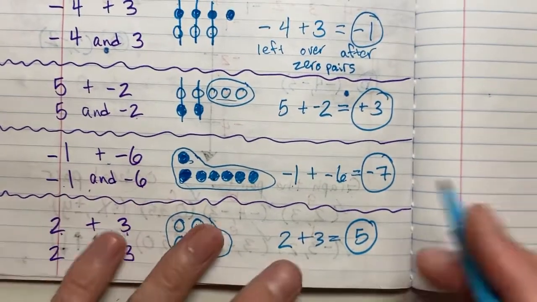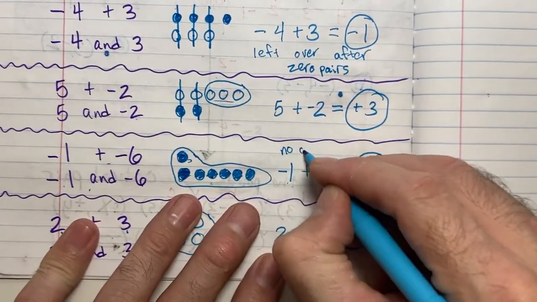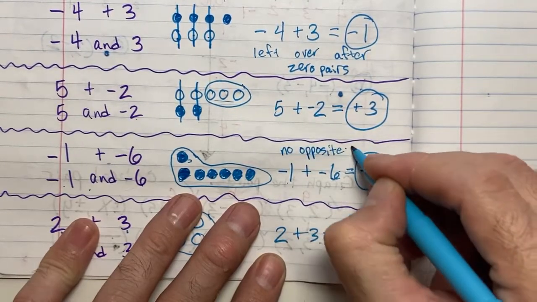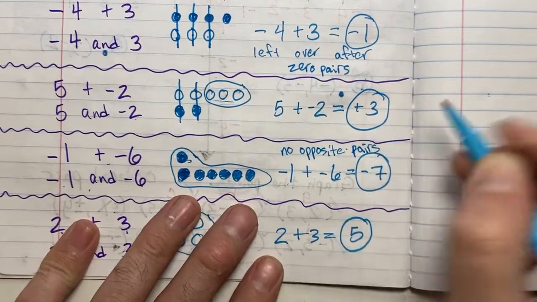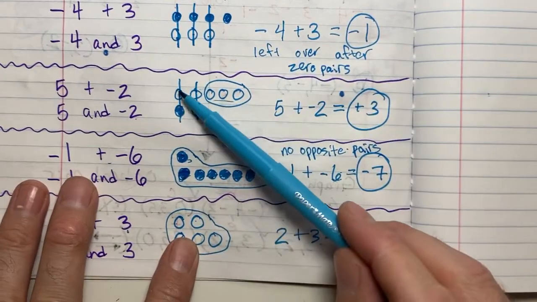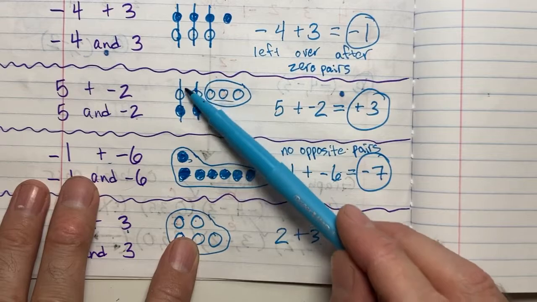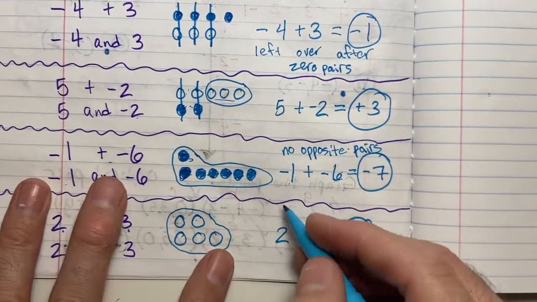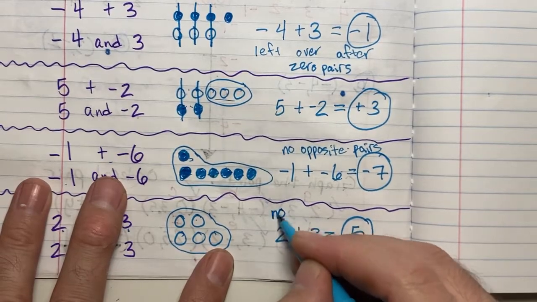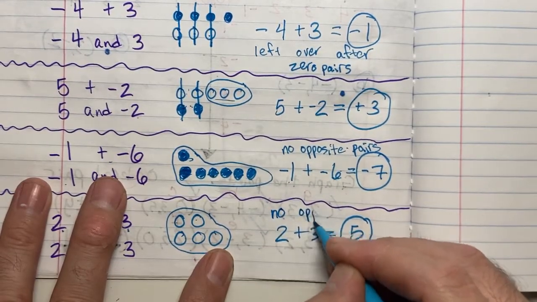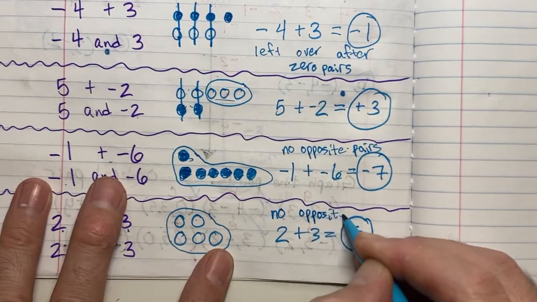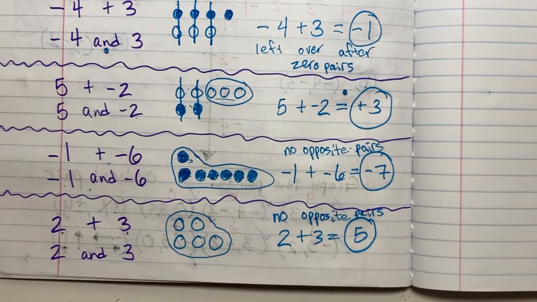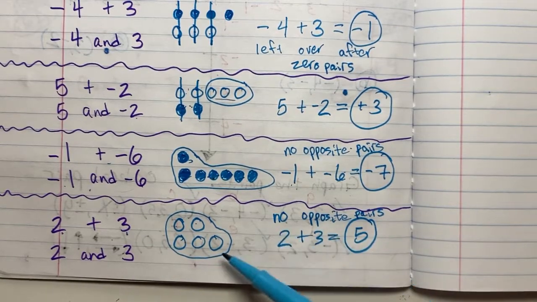So let's put a note in here. There are no opposite pairs here. Here we had a negative and a positive that deleted each other. They were opposites, so they canceled. Down here, there are no opposites. And also in this problem, there were no opposite pairs, otherwise known as zero pairs. When you put opposites together, you will get a 0.